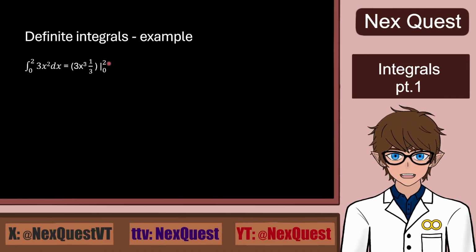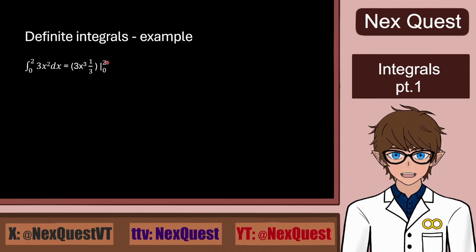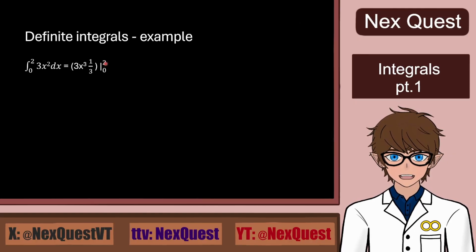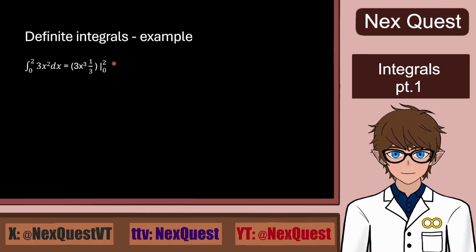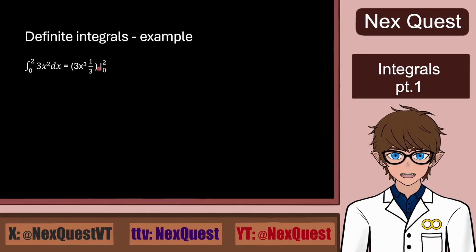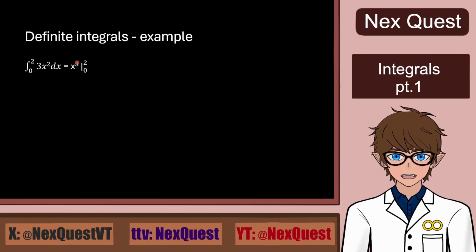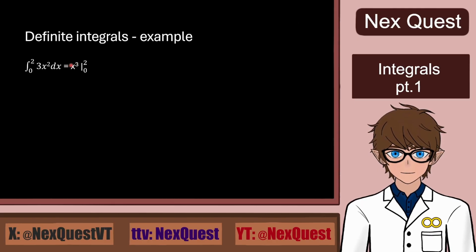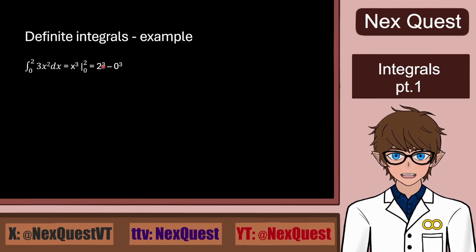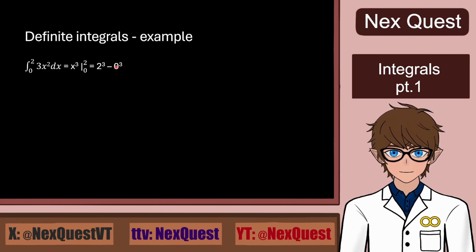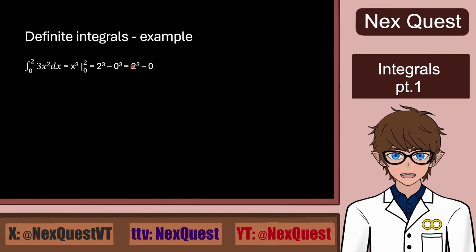And then mark the bounds, which is done with a vertical line after the result of integration, and then just like upper and lower limits. Plus we can use brackets to make it easier on ourselves. And now I simplify because 3 divided by 3 is 1. And then we get 2 to the power of 3 minus 0 to the power of 3, which is 2 to the power of 3 minus 0, which is 2 to the power of 3, which is 8. And this is our answer.